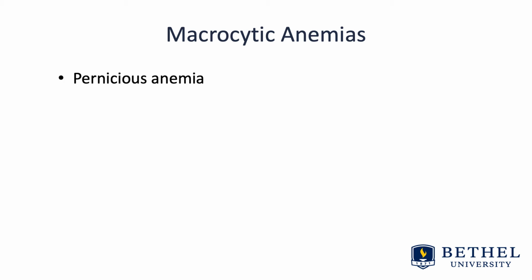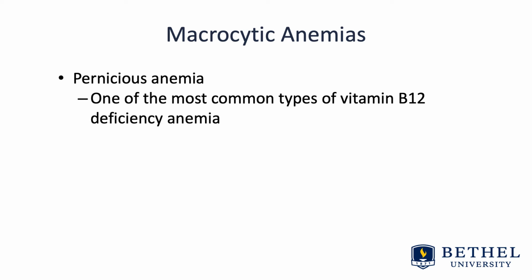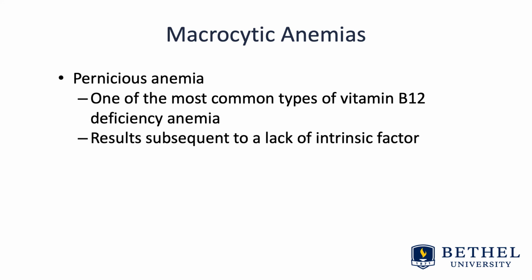Moving on to pernicious anemia. This is also known as autoimmune gastritis. It's one of the most common types of vitamin B12 deficiency anemia and results subsequent to a lack of intrinsic factor. Intrinsic factor is a protein produced in the stomach needed to absorb vitamin B12. The course of pernicious anemia is slow, and therefore the average age at diagnosis is 60 years. Pernicious anemia requires lifelong treatment and is managed with both parenteral and high-dose oral supplementation.